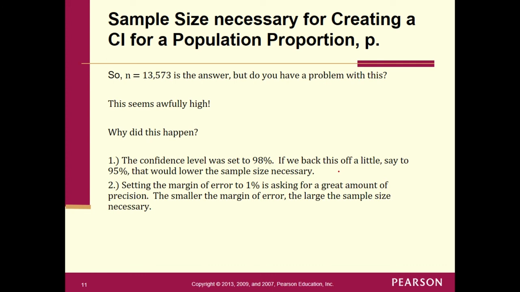Because of the necessity of having such precision, it's going to increase your sample size greatly. It means we're going to need to sample a lot of people. And third, we didn't have the preliminary p hat calculated. Remember, we had to use 0.5, and that maximized that part of the formula. So all three of these things contributed to the fact that we had a very large sample size. So we're going to change some things around.